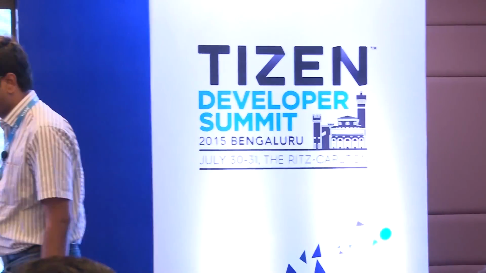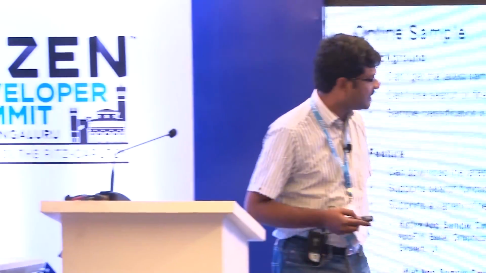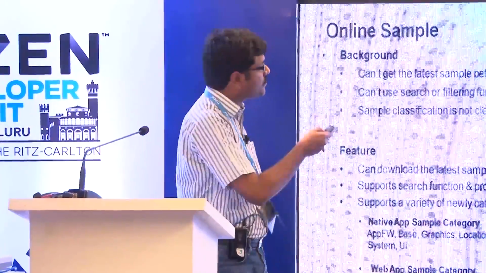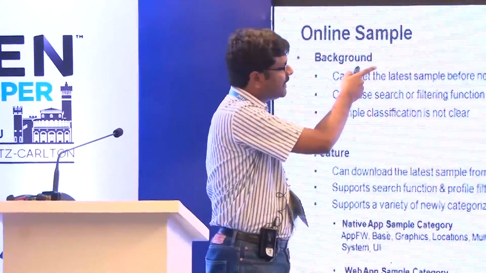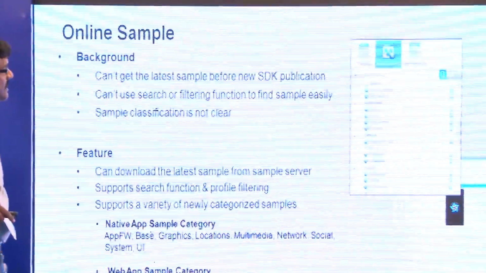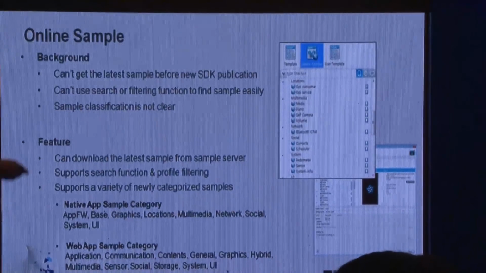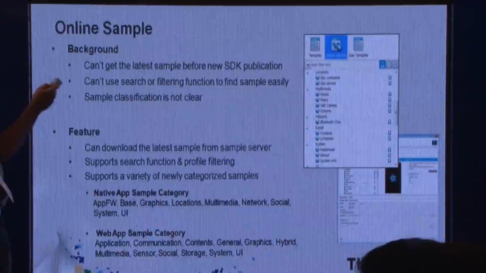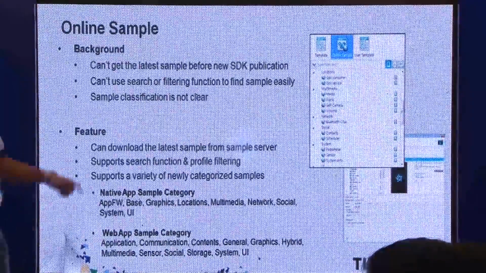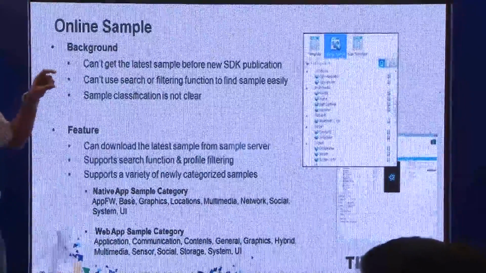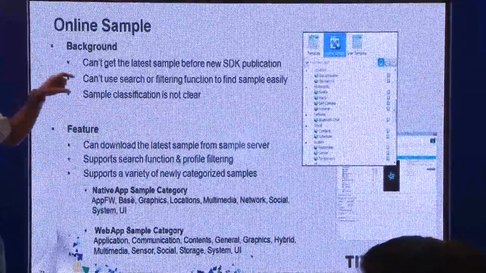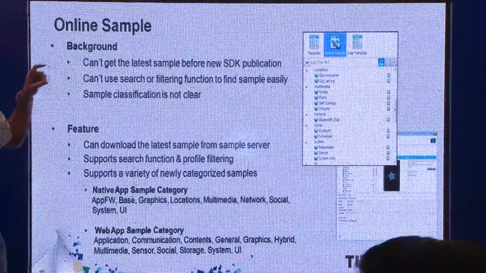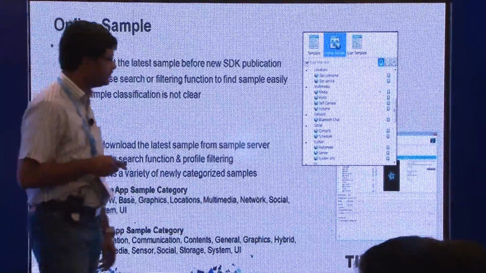Okay. I want people to pay some little bit attention to these two diagrams that I have put here. If you see that second one, the blue highlighted one, that is showing online samples. Then under that you can see various categories. Locations are there, then multimedia, then network. So the applications in the sample application category are clearly classified. You can pick exactly which ones you want. So that is not a problem.